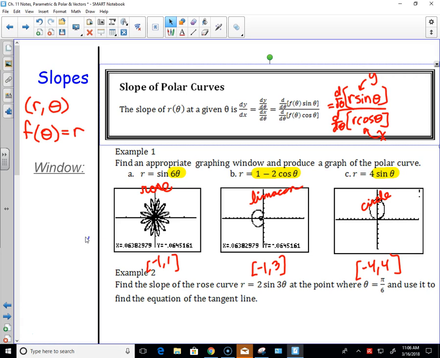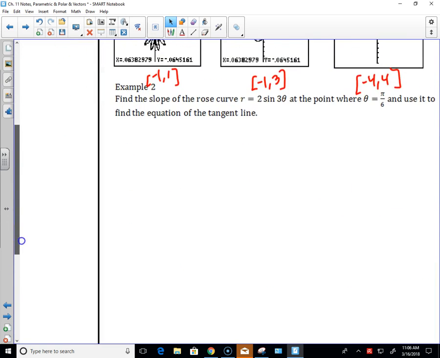Okay, let's go down to example number 2. Find the slope of the rose curve. Ooh, they told us it was a rose. How many petals? 3. Good. The slope of the rose curve r equals 2 sine of 3 theta at the point where theta equals pi over 6, and use it to find the equation of the tangent line.